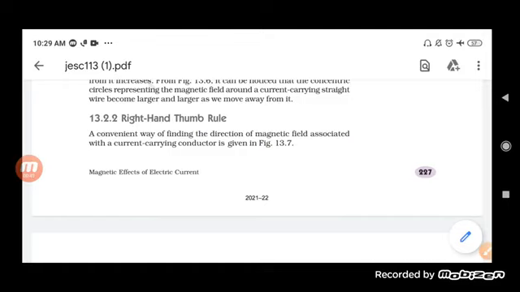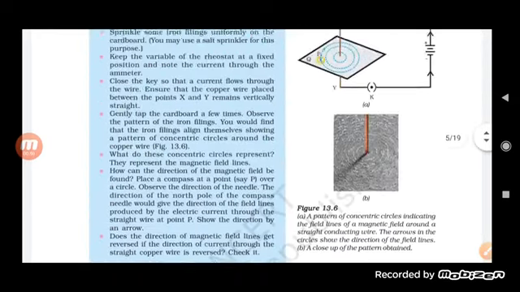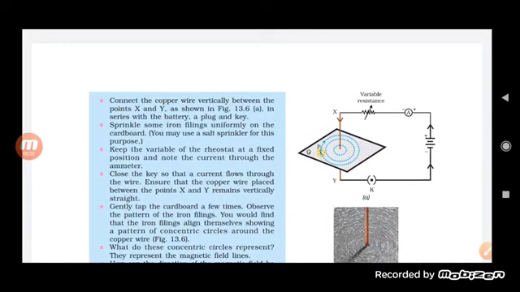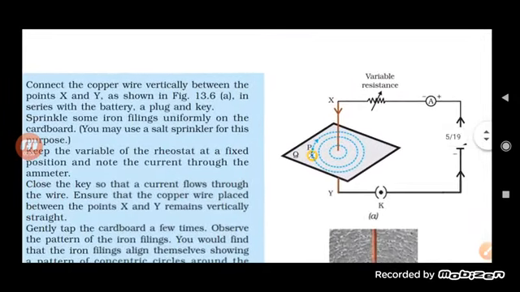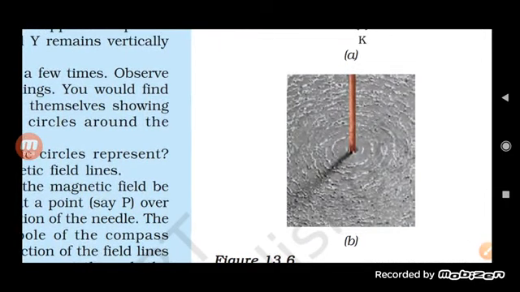So, if we talk about the copper wire, in the previous section we have seen that if a copper wire like X and Y, as you can see here, has current flowing through it, it will start producing a magnetic field around it, and that magnetic field is in concentric circles. You will observe the same thing in this figure also, students, in which a copper wire is passing through a cardboard, and when we sprinkle iron filings there, they form a pattern around it, a pattern of concentric circles.